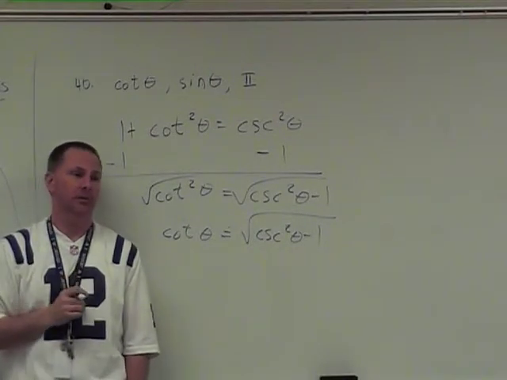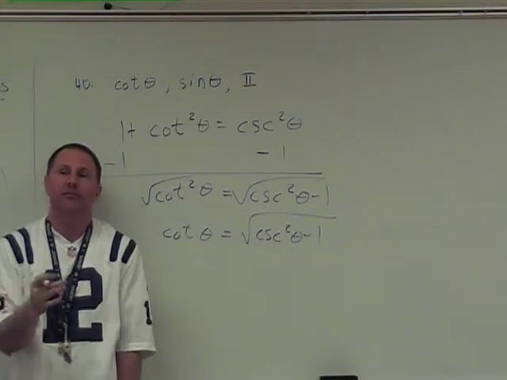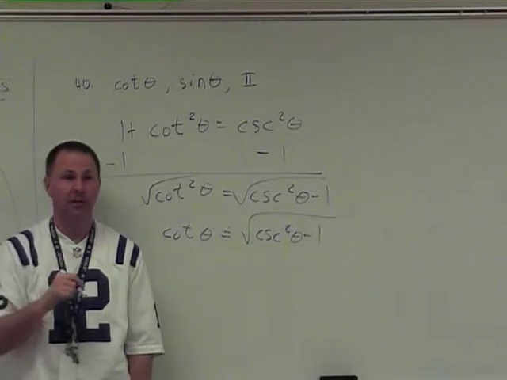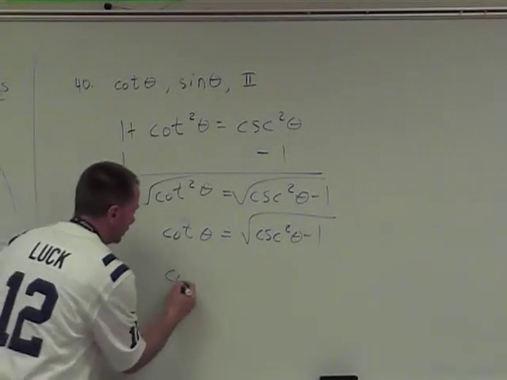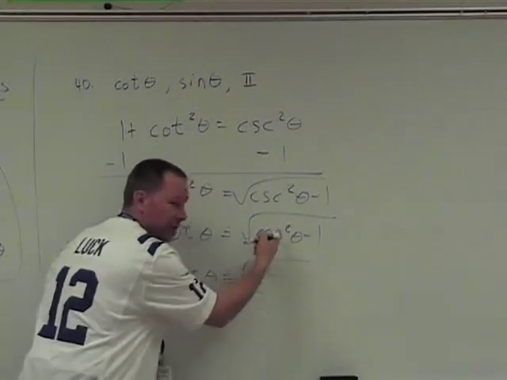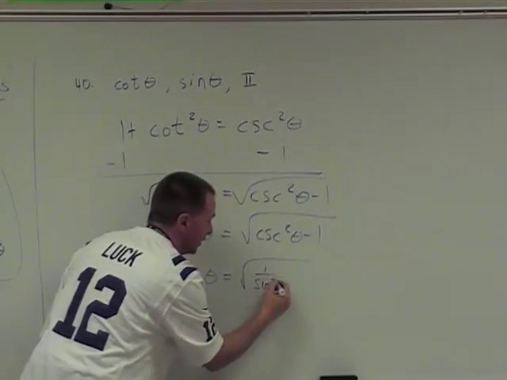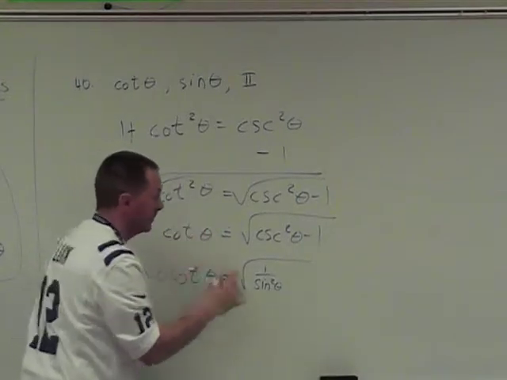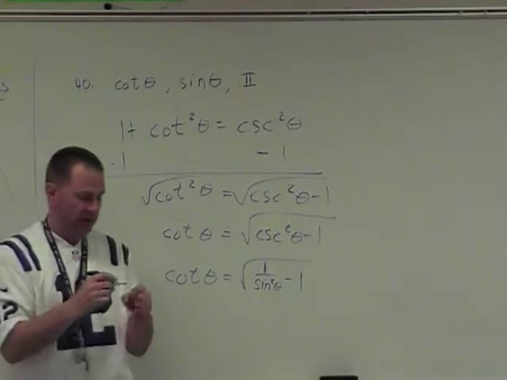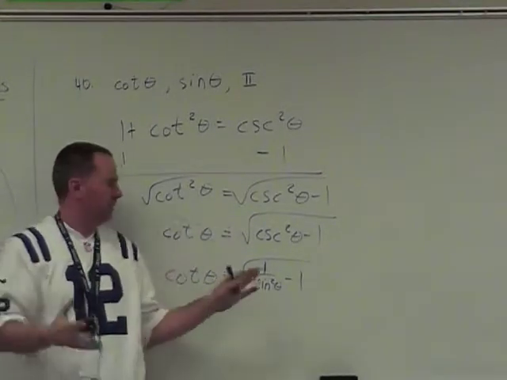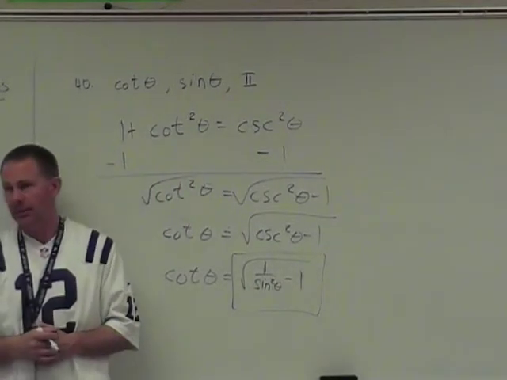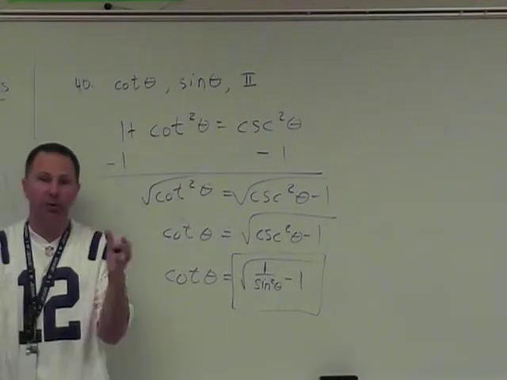Now, what's the cosecant? What's another way of writing cosecant? 1 over sine. So the cotangent of theta is the same thing as the square root of 1 over sine squared of theta minus 1. That's the exact same thing, and we're done. We don't need to manipulate this part. This is almost the answer. The hard part is done.